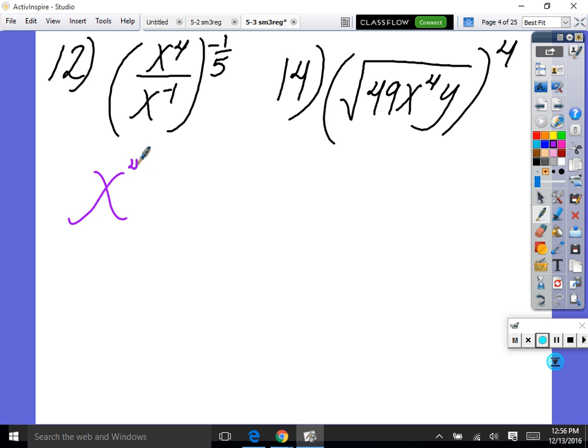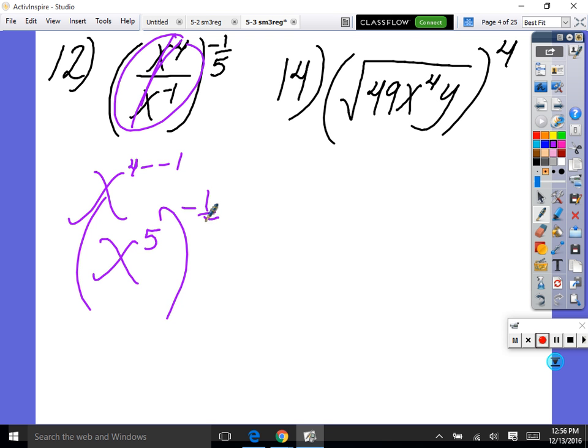So isn't that x to the 4 minus negative 1? That's just in here, correct? So that's x to the fifth. We simplified inside, raised to the negative 1/5. Raise the power to a power. What's 5 times negative a fifth? 5 times negative 1/5. Guys, 5 times negative 1/5. Sorry, that's 1. So that's negative 1, guys.